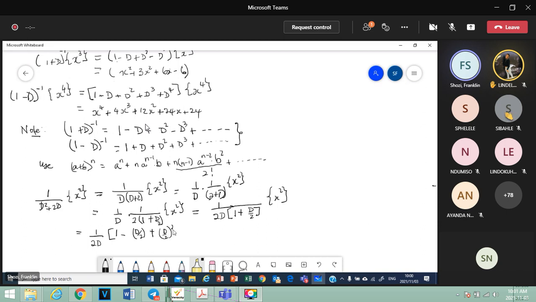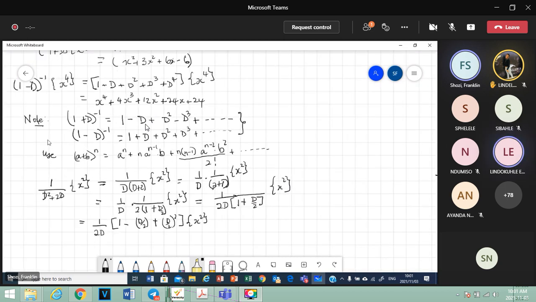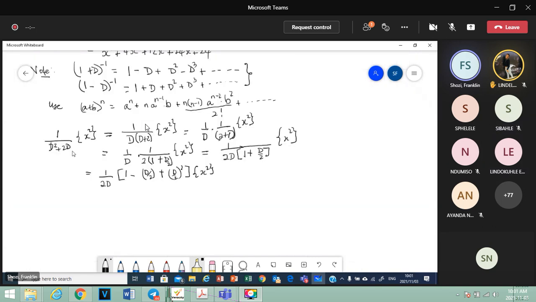Am I supposed to stop here? Yes. Why? Because this x is to the power 2, so the second derivative will stop at d squared here, acting on x squared. Questions?